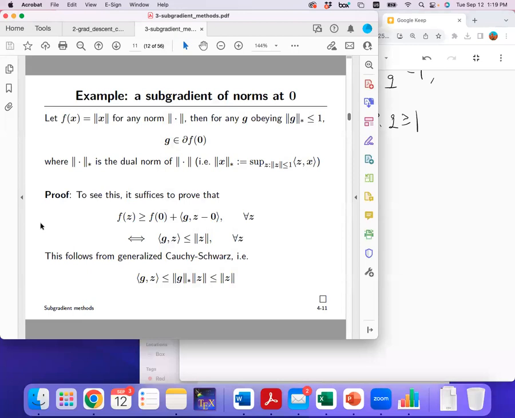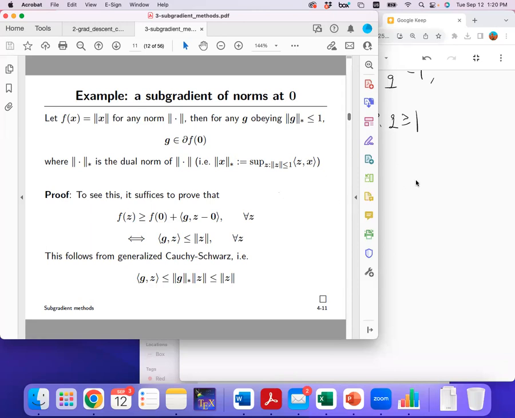Can you give us a little bit more background on dual norms? Like, why are we using them, and how do they relate to the subgradients? Right. So they are related to subgradients of norms, but they are not directly related to subgradients of functions in general. If you consider a function of a norm, then it is related to the dual norm.